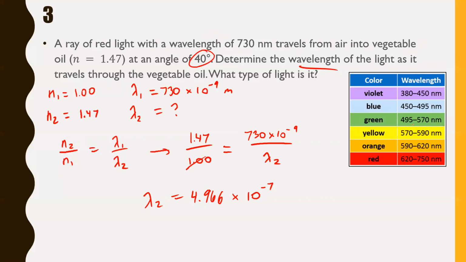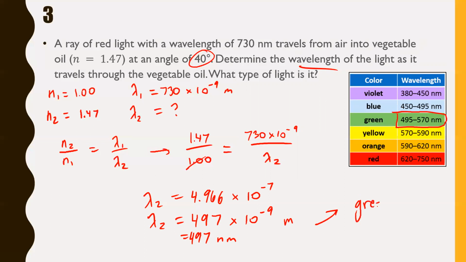Well, keep in mind in terms of wavelengths, we like it in nanometers, which is times 10 to the negative 9. Bottom line is we can just move this to the right a couple more, and then we can just add 2 onto this, right? So we can say that lambda 2, and I'll even round this to 3 sig digs, is 497 times 10 to the negative 9 meters, or in other words, 497 nanometers. According to this chart, 497 just barely falls within this range right here. So the light would be green.